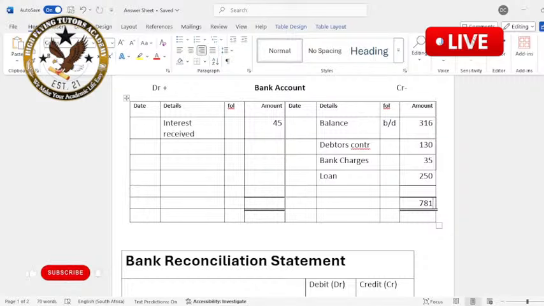Is it me or what? Because it's 316 plus 130 plus 35 plus 250, right? How much are you getting? Please guys, let's help each other to calculate so that we get the right answers. Because when I say 316 plus 130 plus 35 plus 250, I am getting 731. I don't know. Please help me quickly. Let's calculate, all of us.